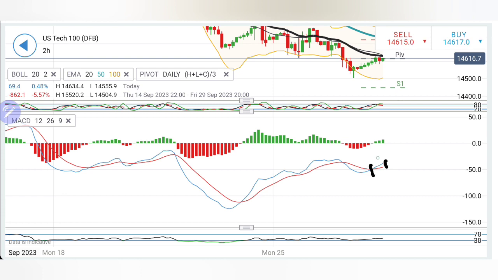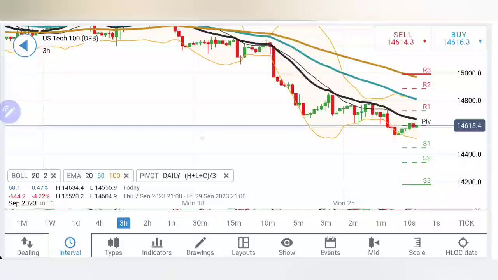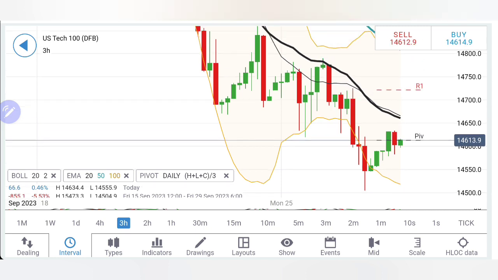MACD has crossed over, trading with little divergence and bullishness. RSI is also looking upwards, trying to stay bullish here. Coming to the 3-hour charts, higher lows, higher highs. Once it stays above the 14,640, 650 zone, certainly a little more bullishness can be seen. However, this is the zone which I expect it to break past in order to confirm the reversal.